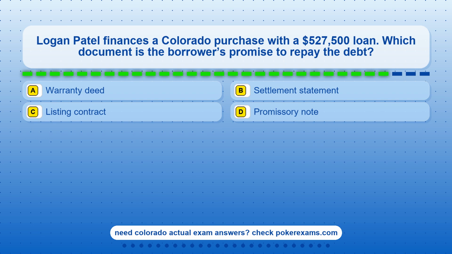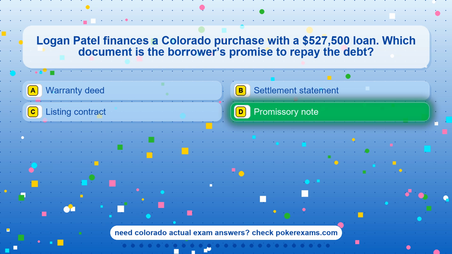Question 17. Logan Patel finances a Colorado purchase with a $527,500 loan. Which document is the borrower's promise to repay the debt? Option A. Warranty deed. Option B. A settlement statement. Option C. Listing contract. Option D. Promissory note.